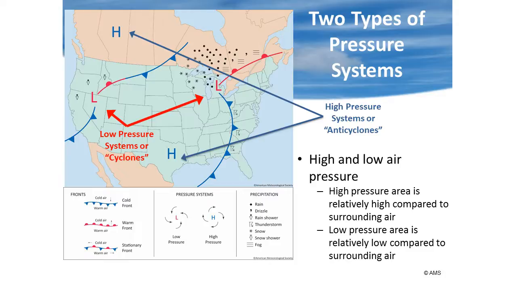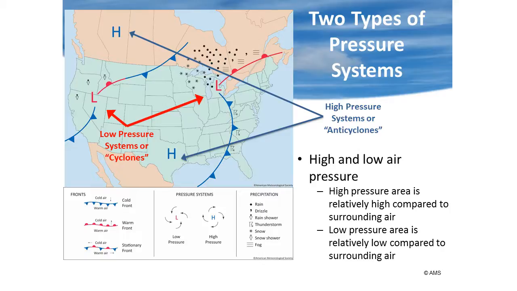Where air masses are interacting with each other would be their cold fronts and warm fronts and stationary fronts. And then how the wind flows around the high and low pressure. So this is basically what drives the weather, the progression of high and low pressure systems across the country.